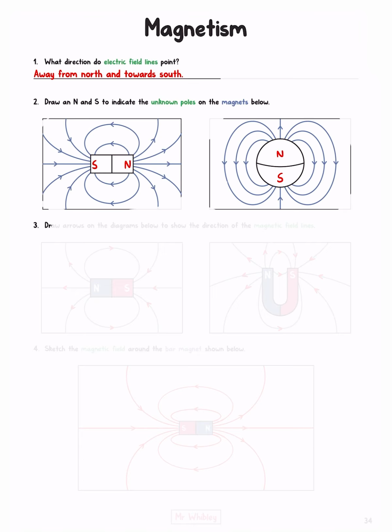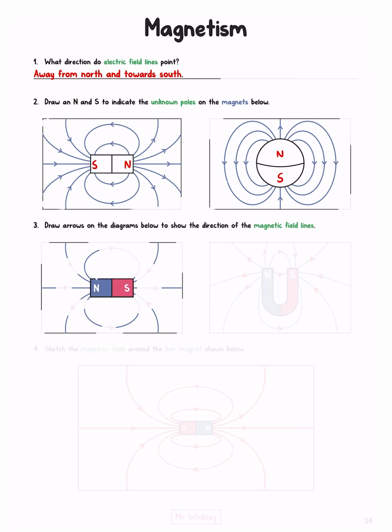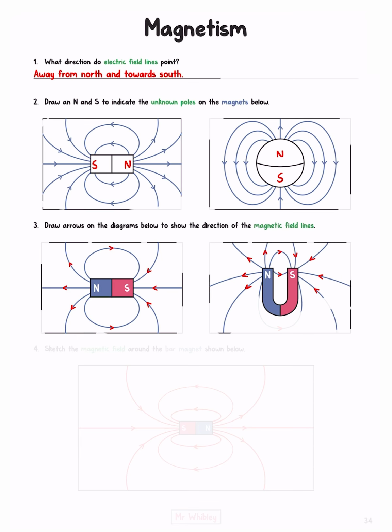Question 3. Draw arrows on the diagrams below to show the direction of the magnetic field lines. We have our magnet here, and we have our field lines. Our arrows must point away from north and towards south. And with our horseshoe magnet here, once again, our arrows must point away from north and towards south.